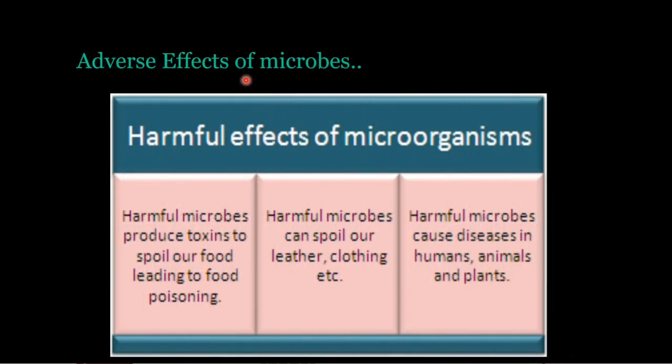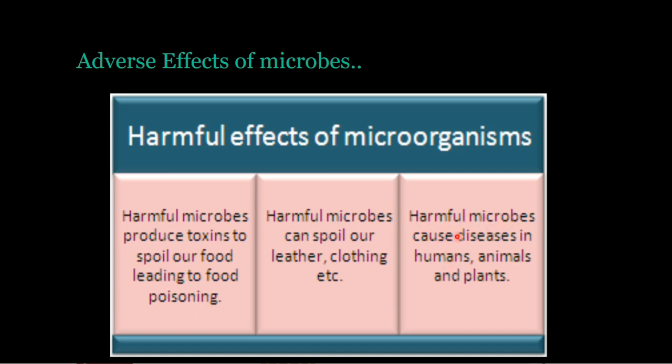So adverse effects of microorganisms. Up to here we talked about beneficial effects of microorganisms. I told in the previous video that there are adverse effects of microorganisms as well. The adverse effects of microorganisms is that harmful microbes produce toxins to spoil our food, leading to food poisoning. This we simply know as food spoilage. Food spoilage means food becomes unfavorable for consumption due to the changes of its nature or its properties. And the second one is that harmful microbes can spoil our leather, clothing, and etc. It means damages our furniture, clothes.